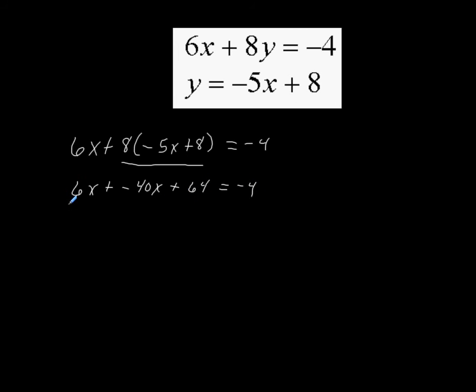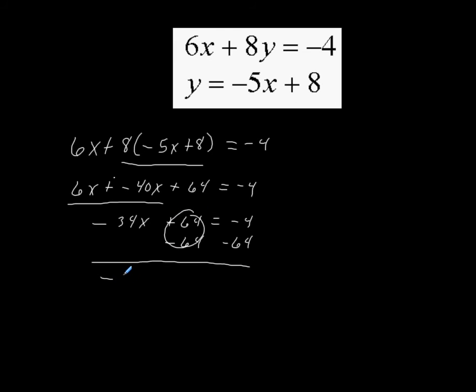All right, let's solve. I want to first combine these two. Positive, negative, that right there becomes a negative. So positive 6, negative 40 would be a negative 34x plus 64 is equal to a negative 4. Let's subtract 64 on both sides. That goes to 0. Bring down my negative 34x is equal to negative 68.